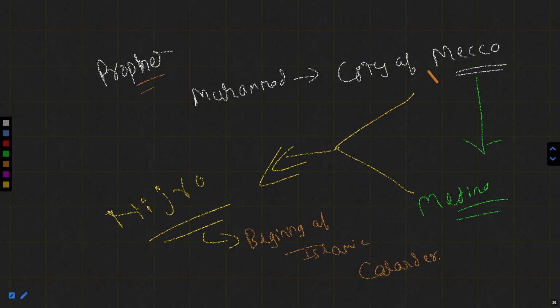Prophet Muhammad was born in the city of Makkah. Because of his teachings and anger from the strong tribes, he had to leave Makkah. Then he moved to Medina, and this is known as the Hijrah, and it's the beginning of the Islamic calendar. All right.